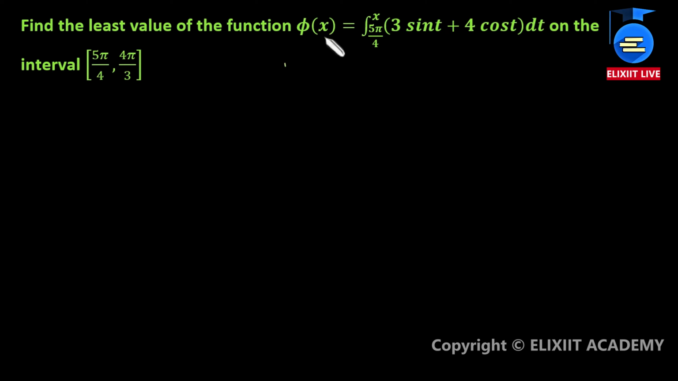This is overall a function. Phi of x is given, and this is a function of x. Limits are involved in terms of x. So after you integrate this, you will get some function of x, isn't it? You put the limits, integrate it in terms of t, and you will get some function of x. Then you will differentiate with respect to x. So try out this question. You have to find the least value of this function.